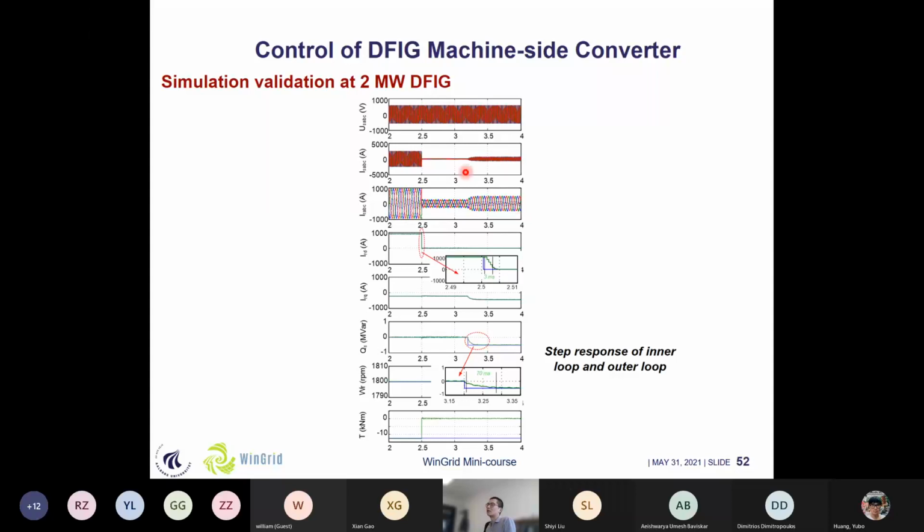Once it's carried out, we can do some step responses for the D-axis load current and also for the outer loop, the reactive power step response. Here you can see that regardless of the current or the power, I can track these reference values quite well.